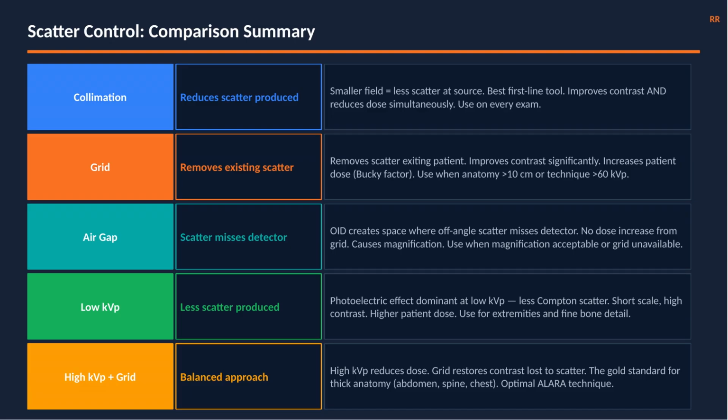Low kVp. Reduces Compton scatter by shifting interactions toward the photoelectric effect. High contrast, short scale. Higher patient dose because more mAs is required.